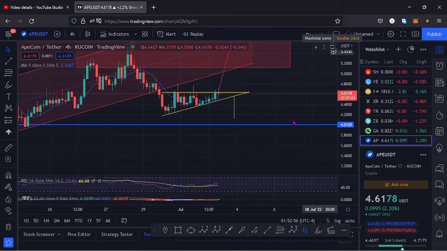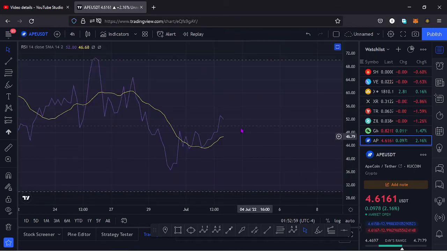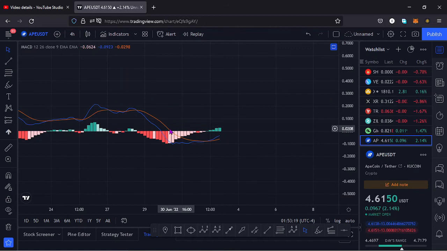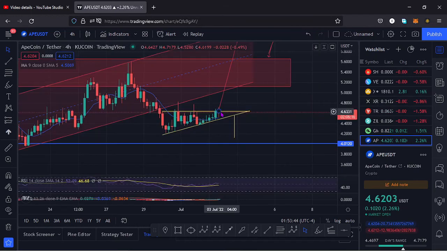If I take a look at the indicators to see whether those scenarios can be supported, you can see on the RSI we are trading above the 52 mark, and that would mean we have room to continue pushing higher. We also have downward potential, so if any of those moves plays out, it will be supported on the RSI. On the MACD we have a bullish cross, so that would mean it's possible and likely that the move to the upper side might play out, but it's not always the possibility. It's also possible that we continue seeing lower prices on the Apecoin chart.